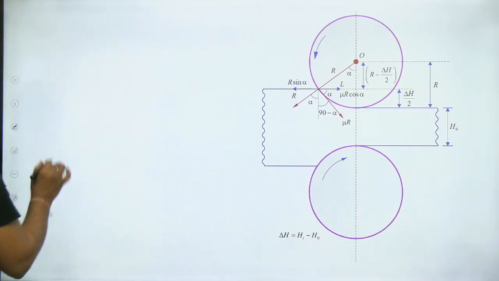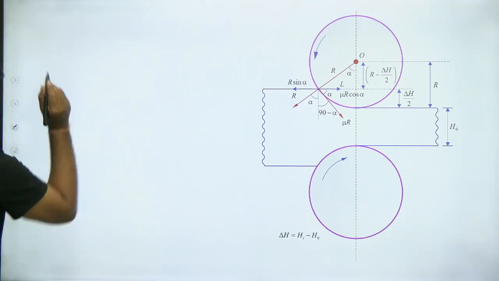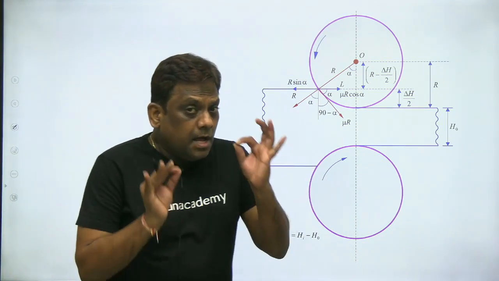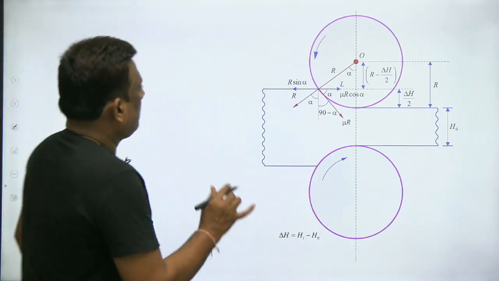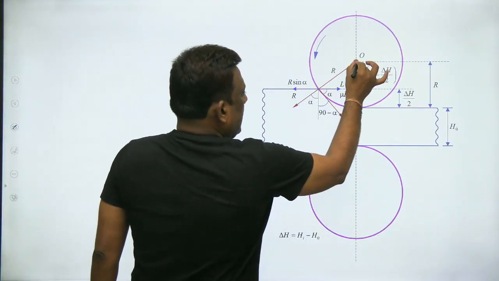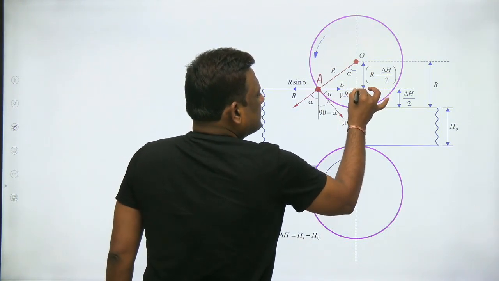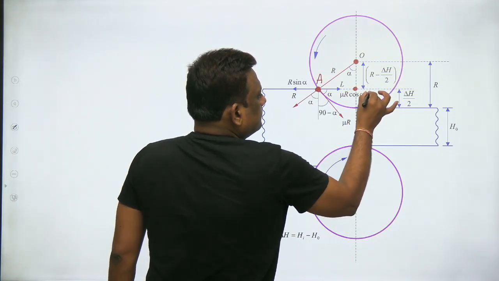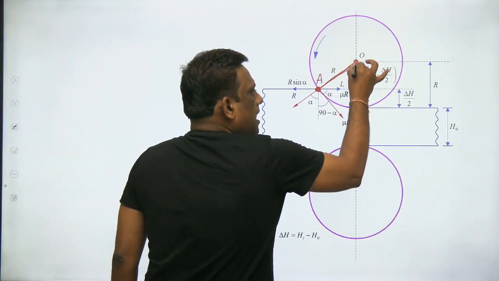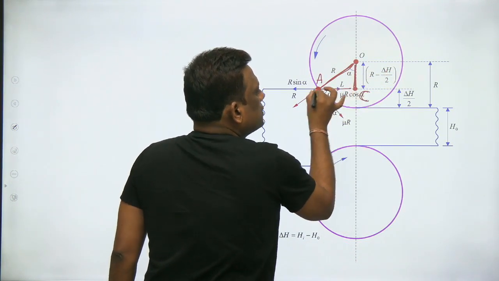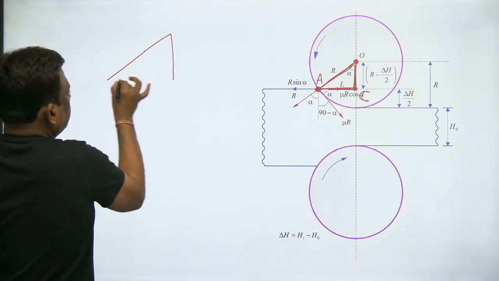Chalo, now observe. I'll take some different color, a little darker. So we have seen that. Now, one more thing. Let us take this as O, this as A, and this as some C. So this is your R. This is R minus delta H, and this is contact length L. So I will take this triangle.